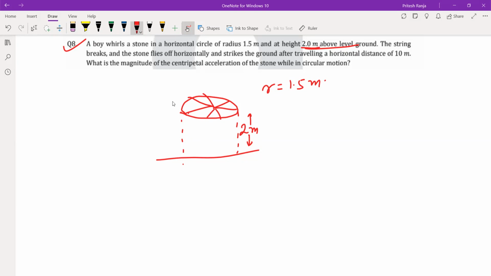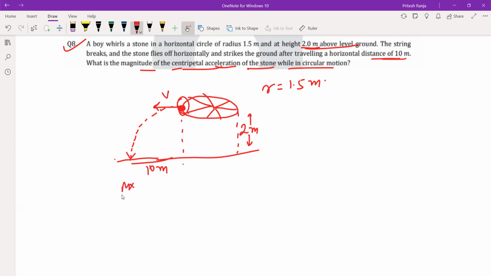After traveling a horizontal distance, let's say here the string broke, so it will follow the projectile path, right? Because here the speed is tangential. And traveling a horizontal distance of 10 meters. So this is 10 meters. You have to find the magnitude of centripetal acceleration of the stone while in circular motion. So let us say the speed with which it comes is v. So here, first let us see this.